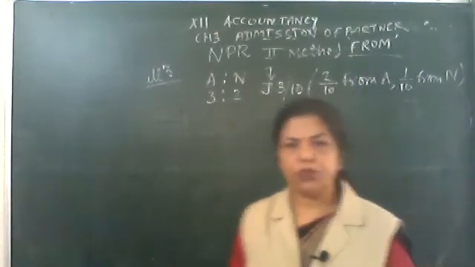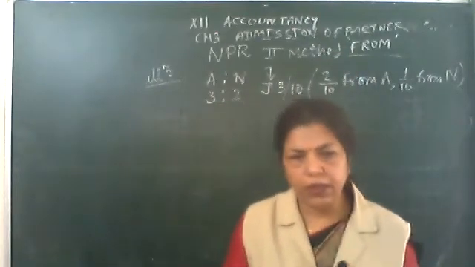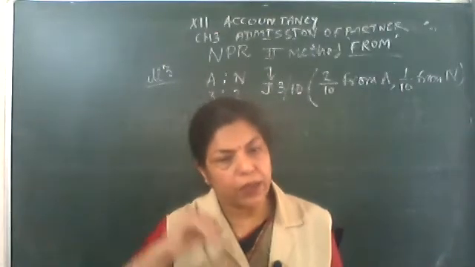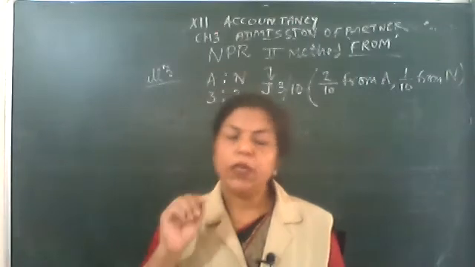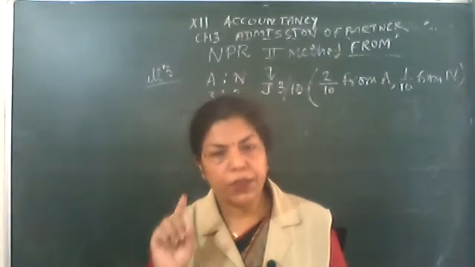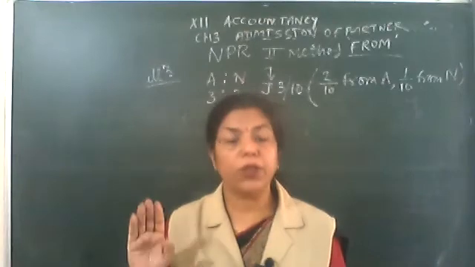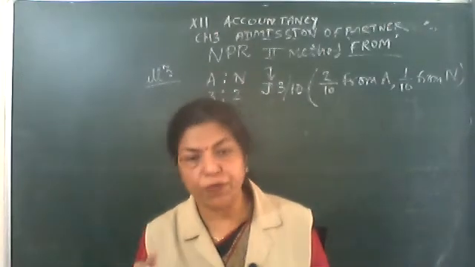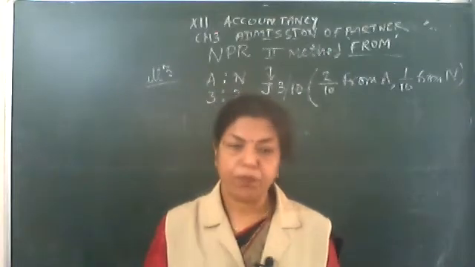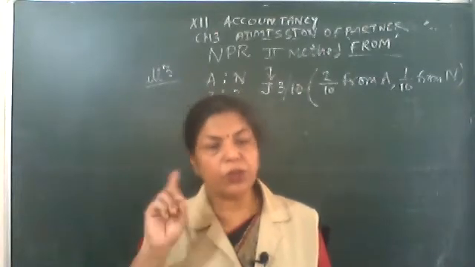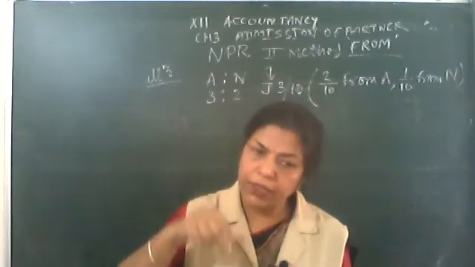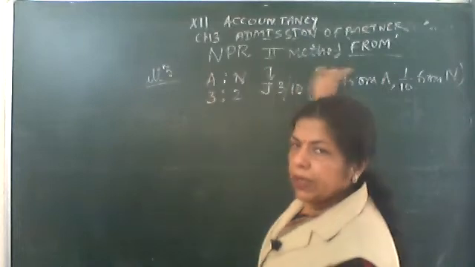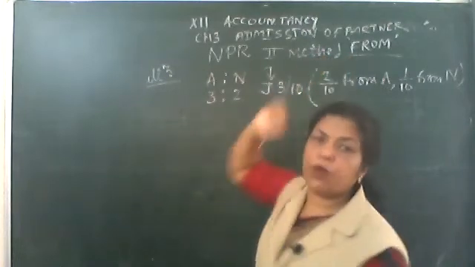This is chapter 3, admission of partner, and I explained earlier also, when a new partner is admitted in the firm, partners will calculate the new profit sharing ratio, because in future the new partner will also share some profits or losses in the firm. So for distribution of future profits, we calculate the new profit ratio. So this is the second method and 'from' is clearly mentioned.